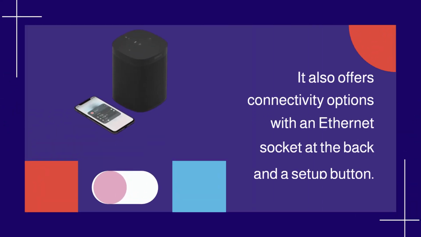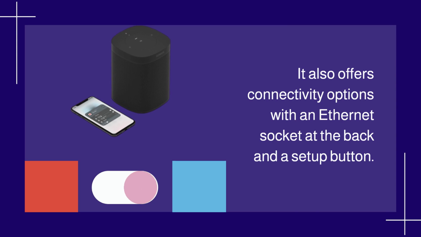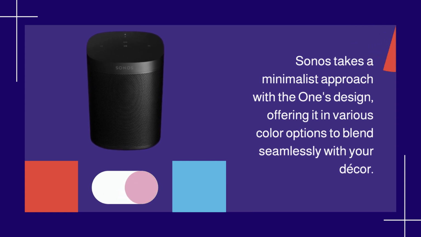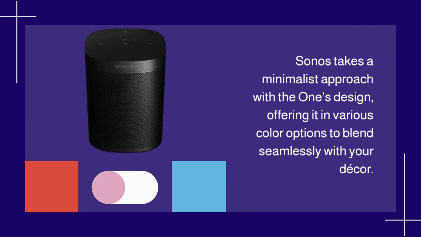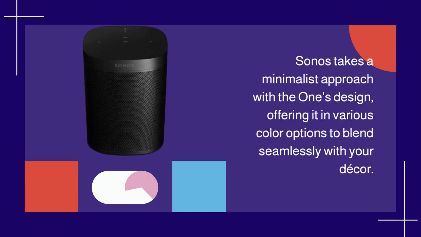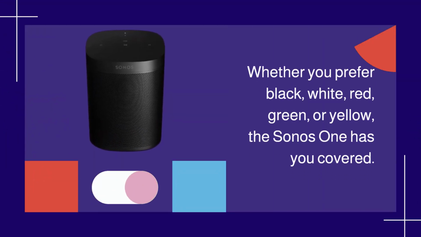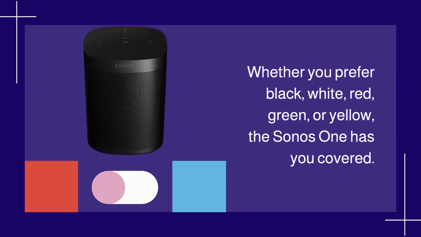It also offers connectivity options with an Ethernet socket at the back and a setup button. Sonos takes a minimalist approach with the One's design, offering it in various color options to blend seamlessly with your decor. Whether you prefer black, white, red, green, or yellow, the Sonos One has you covered.